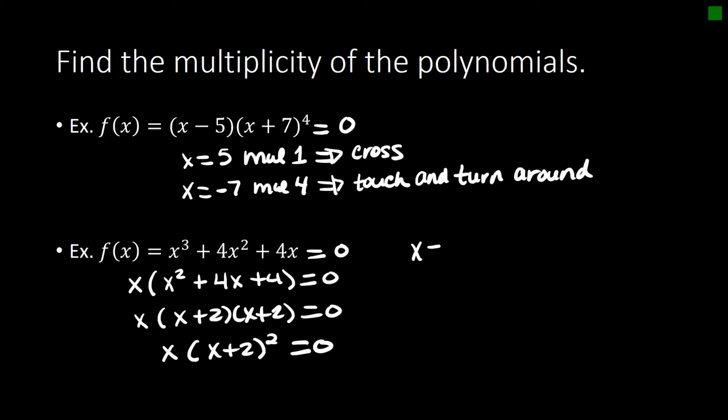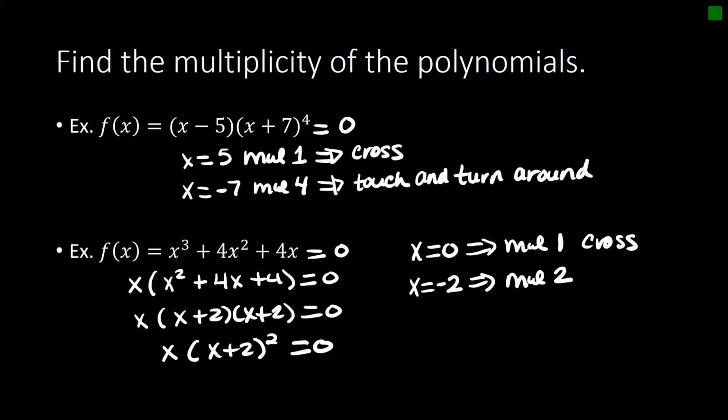So x will be 0. It has multiplicity 1. So it is going to cross the x-axis at that point. x equals negative 2 has multiplicity 2 because of that power there. So it is going to touch the x-axis at negative 2 and turn around.